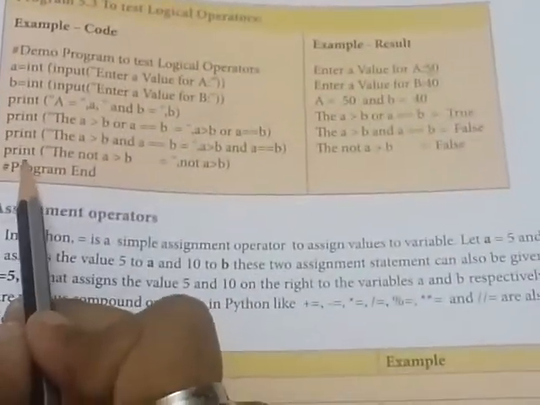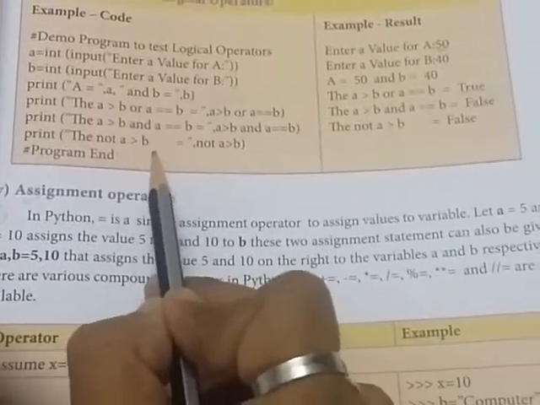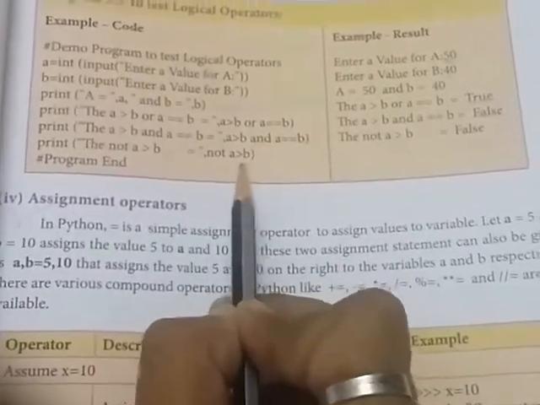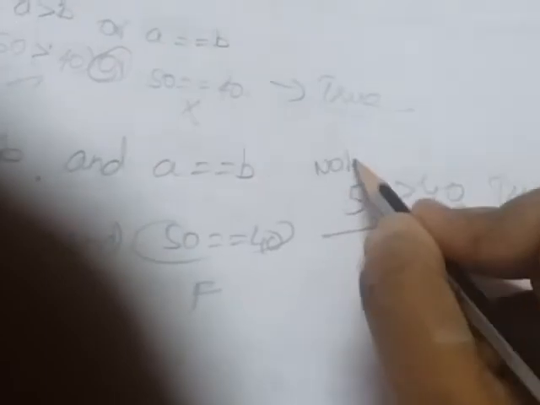The last one is not (a greater than b). Here 50 greater than 40, the condition becomes true. Before it we are using not, so the true becomes false. So that is given here.